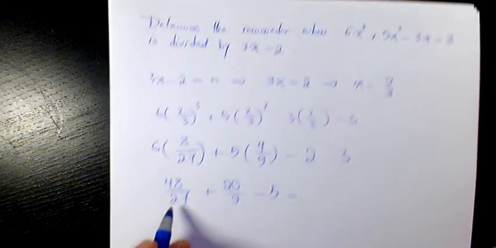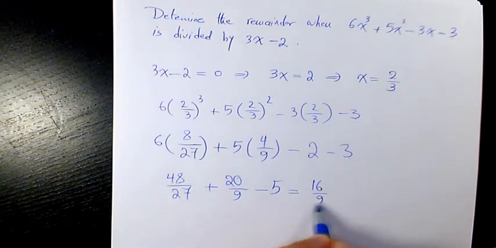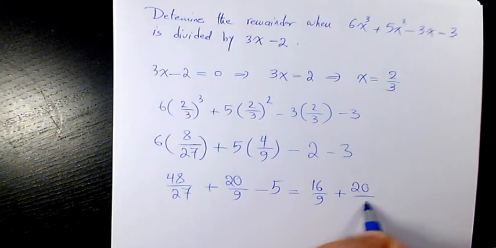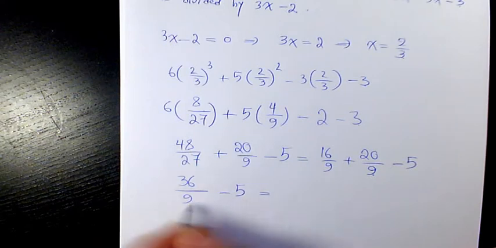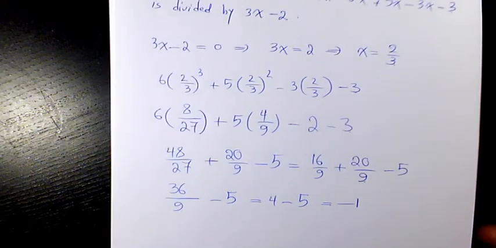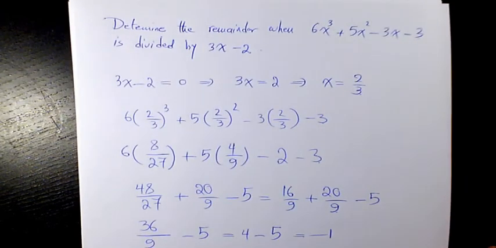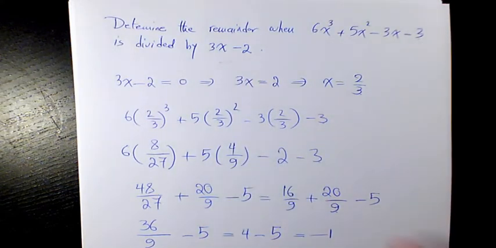This one we can reduce by 3, so it is going to be 16 over 9 plus 20 over 9 minus 5. That's going to be 36 over 9 minus 5, which is going to be 4 minus 5, which is negative 1. So that's going to be the remainder. Now let's use long division for the same thing and check if it's going to give me the same answer.